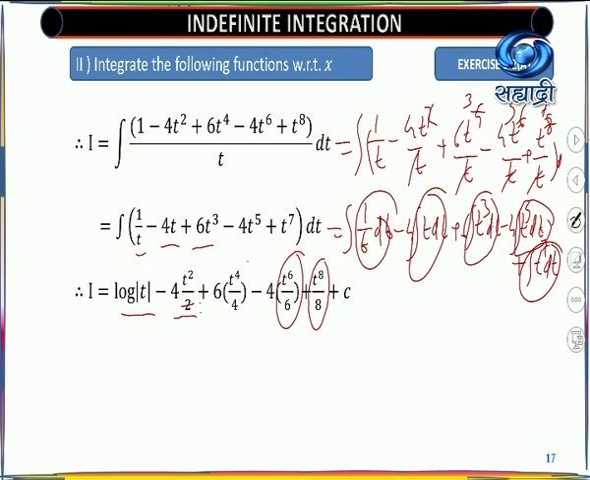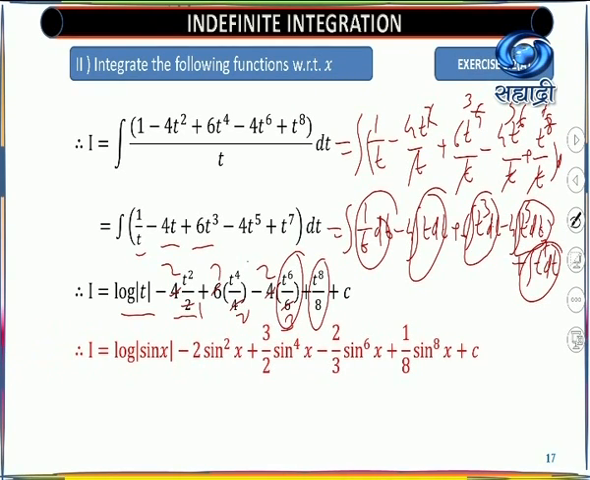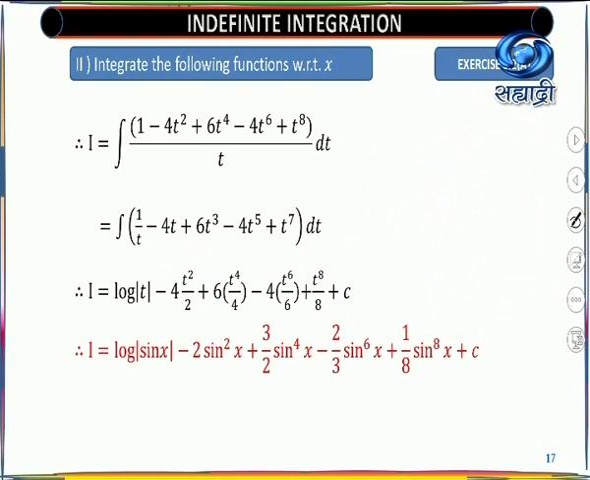And simplification as usual. Now here you will get 2 and 3, so 2 3s are 2 2s are, and 8 as it is. So what you will get? Final answer, that is log of mod of sin x, because you are replacing t by sin x, minus 2 value of t square, that is sin square x, 3 by 2 value of t raised to 4, that is sin raised to 4 x, 2 upon 3 sin raised to 6x, 1 upon 8 sin raised to 8x plus constant of integration. This is your final answer. So from this you will get immediately your final answer.